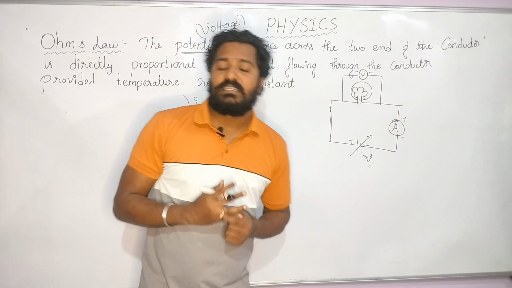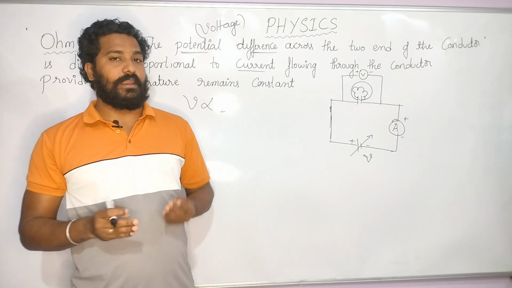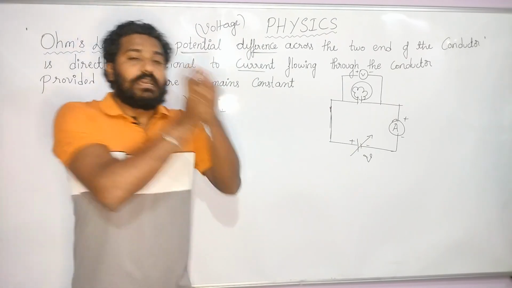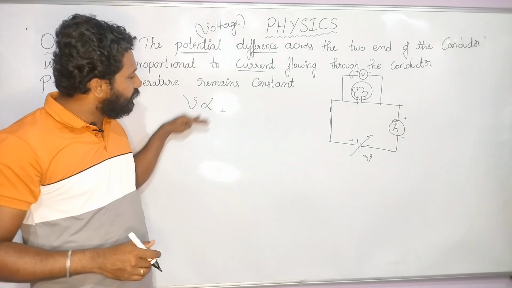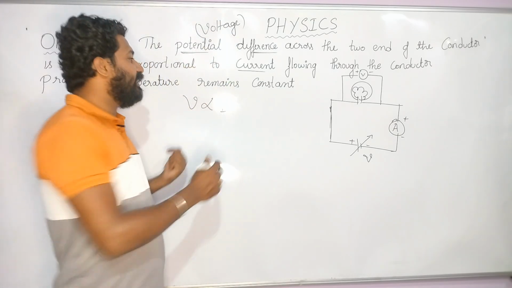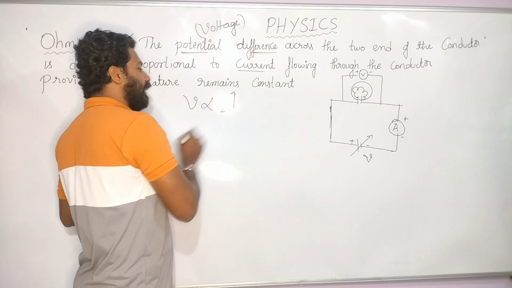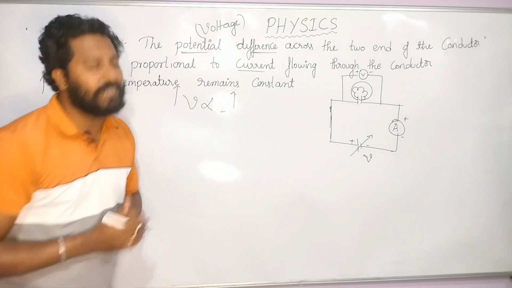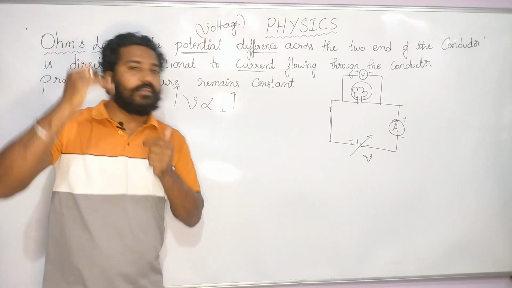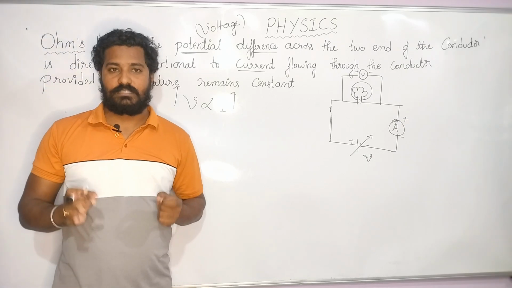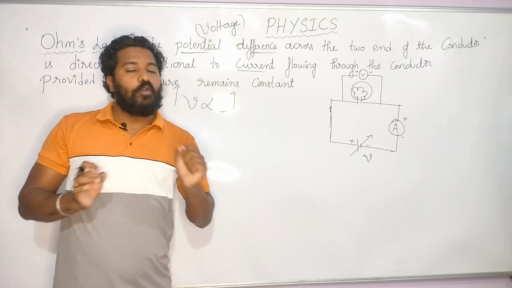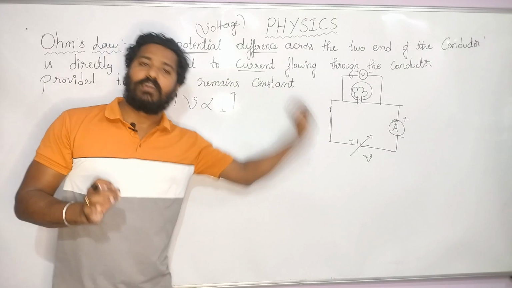Which means it directly depends on current. Current depends on voltage, so voltage is directly proportional to the current. If you increase the current, what happens to the voltage? Voltage also increases. If you decrease the current, what happens to the voltage? Voltage also decreases. So you will come to know that voltage is directly proportional to current.